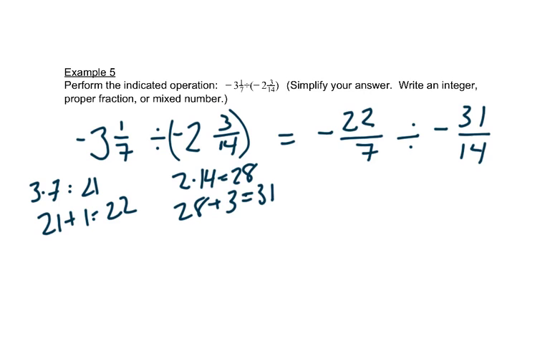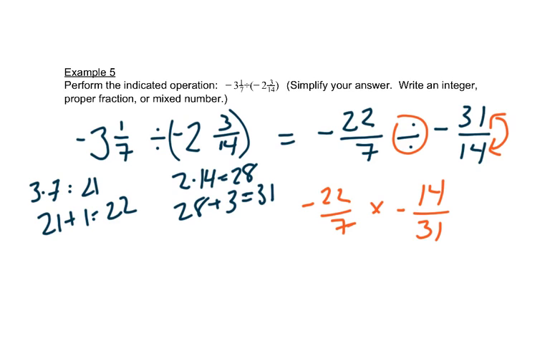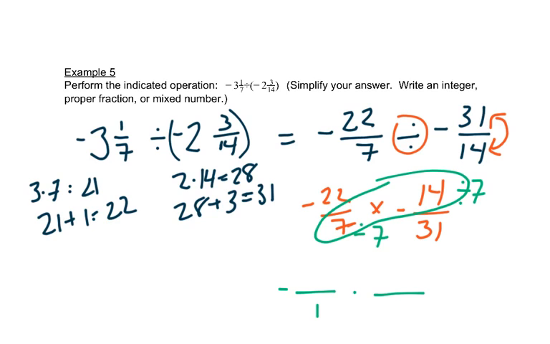Now remember, when we divide, we keep the first fraction, we change division to multiplication, and we flip the second fraction. Keep it, change it, flip it. Multiply by the reciprocal. And now we can do some simplifying here. We can divide those both by 7. So it leaves me with a 1 on the bottom in the first fraction and a 2 on the top in the second fraction. I don't think anything goes into 22 and 31, so I'm just going to copy those.